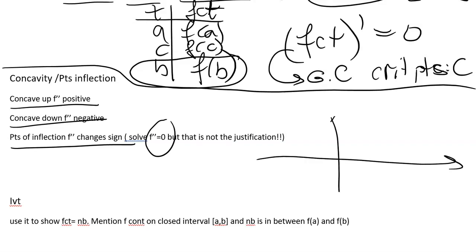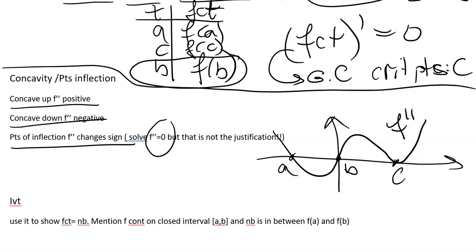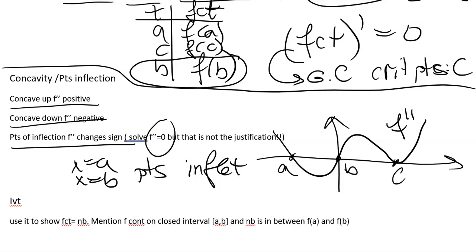So if we are looking at a graph of a second derivative, let's call this point A, let's call this point B, and let's call this point C, and f double prime. Now watch out, not every second derivative would be called f double prime. We're going to say that x equals a and x equals b are points of inflection, but x equals c is not necessarily a point of inflection, okay, because the second derivative does not change sign there. Okay, so be careful with that.